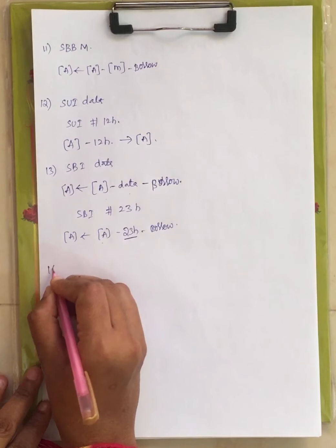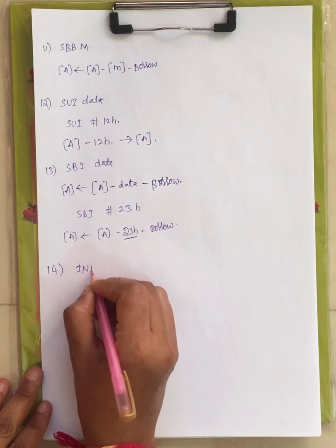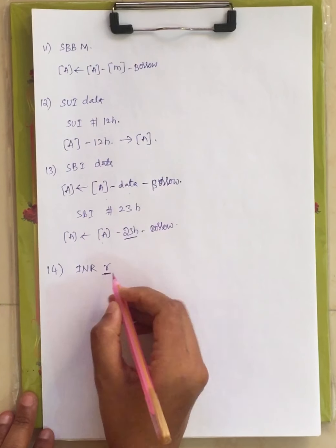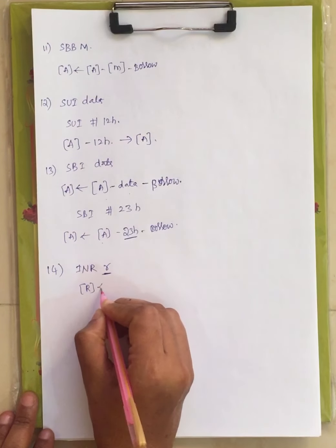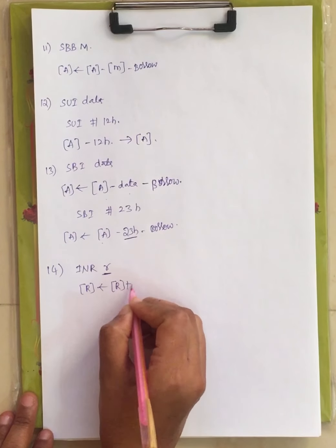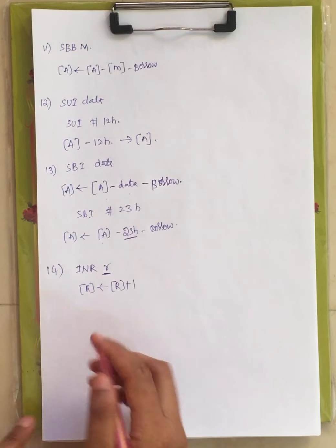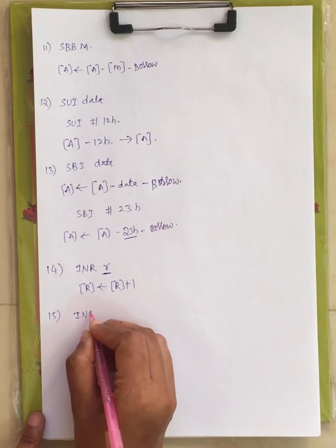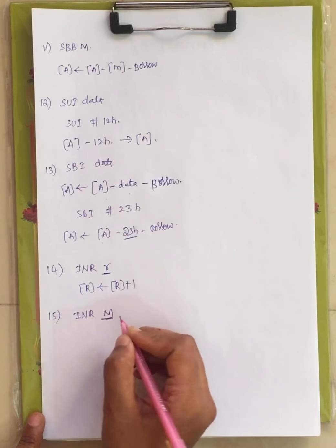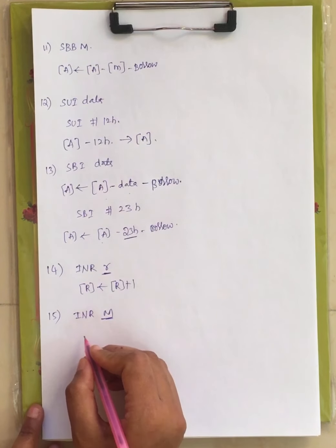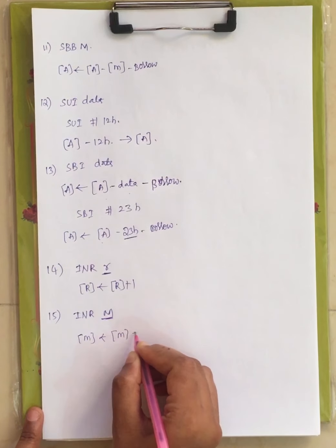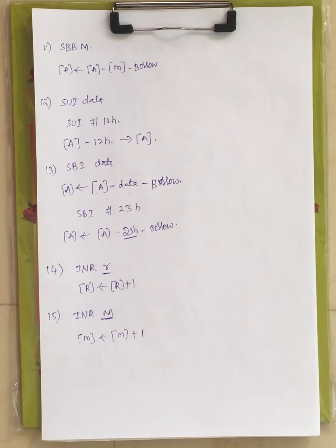Now coming to the 14th instruction, INR. It increments the register contents by 1. Whatever register is specified within the instruction, that register's contents are incremented by 1. Now coming to the 15th instruction, we have INR M. Whatever memory location is specified within the instruction, that memory location's contents are incremented by 1.